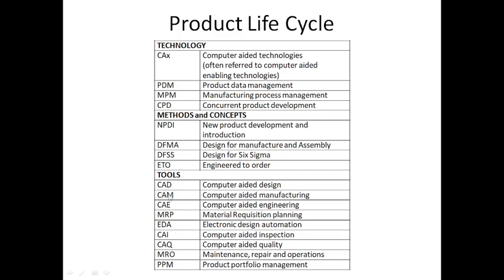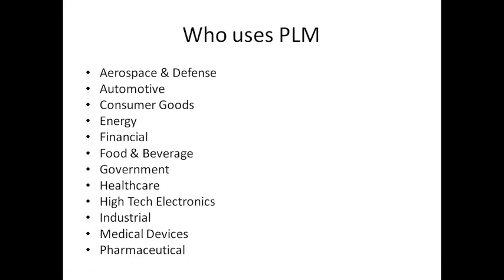Many of you are already aware of CAD, CAM, CAE, MRP-based material requisition planning. EDA is electronic design automation. Then CAI is computer aided inspection. CAQ is computer aided quality assurance. MRO is maintenance, repair, and operations. PPM is product portfolio management.